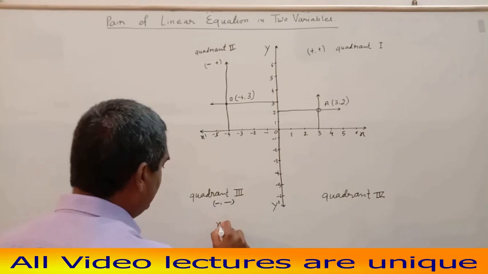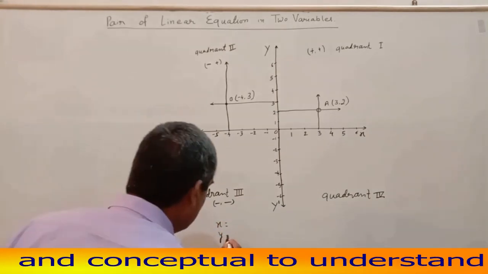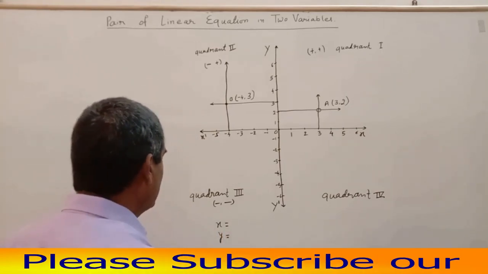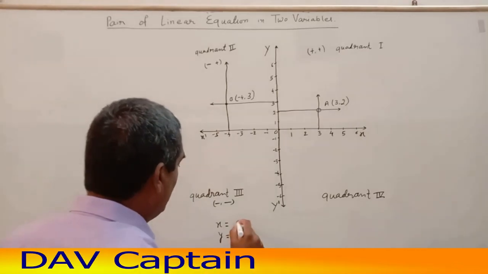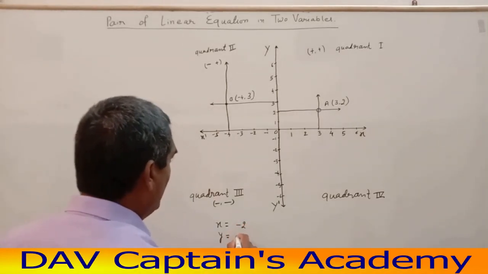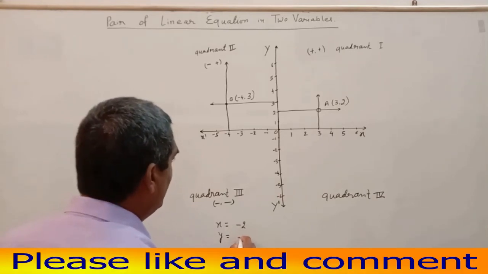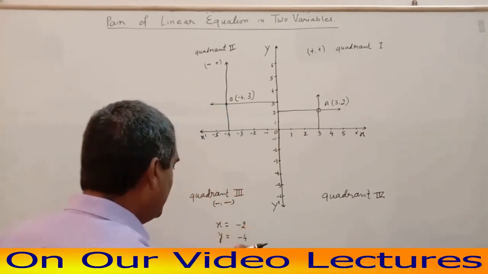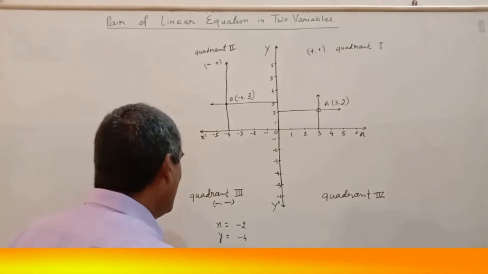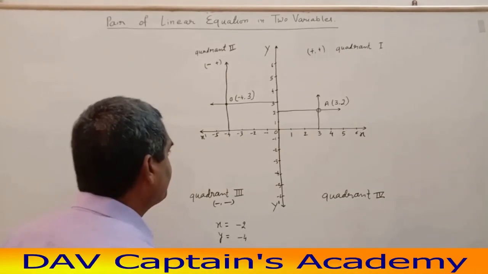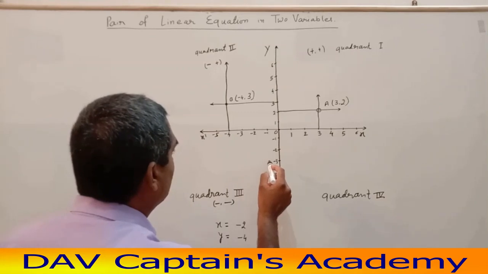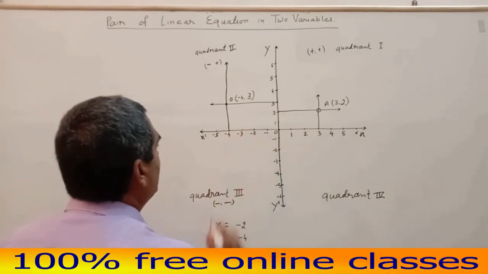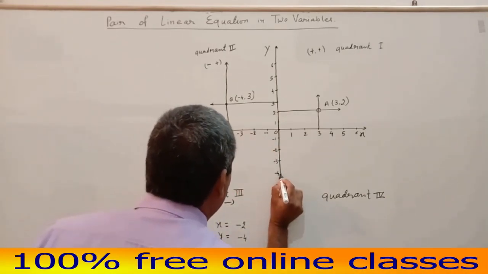Suppose that we have to present the values of x and y: x equal to minus 2 and y equal to minus 4. As x is minus and y is also minus, in this case, in quadrant 3, x is minus 2, this, and y is minus 4, this.